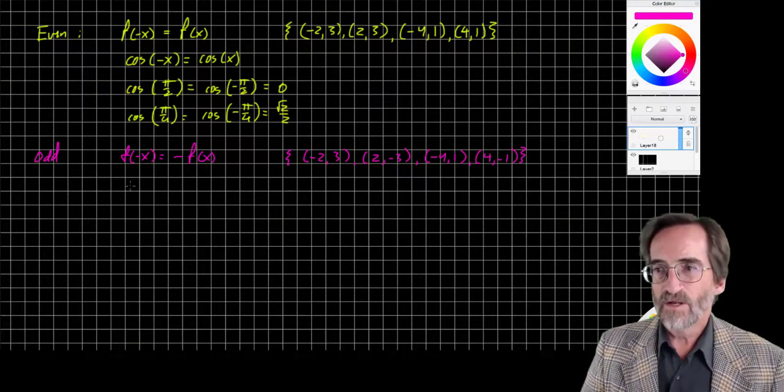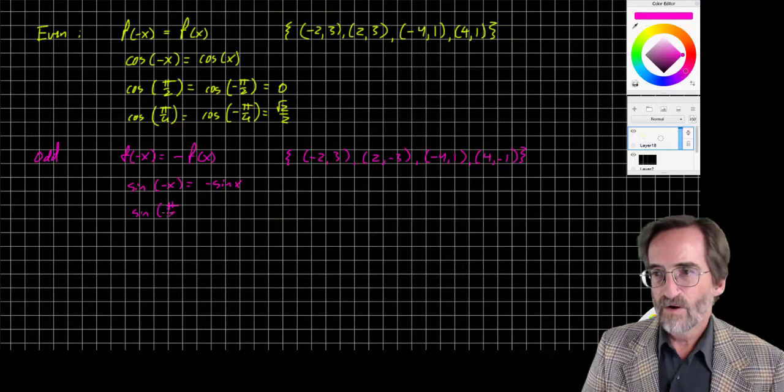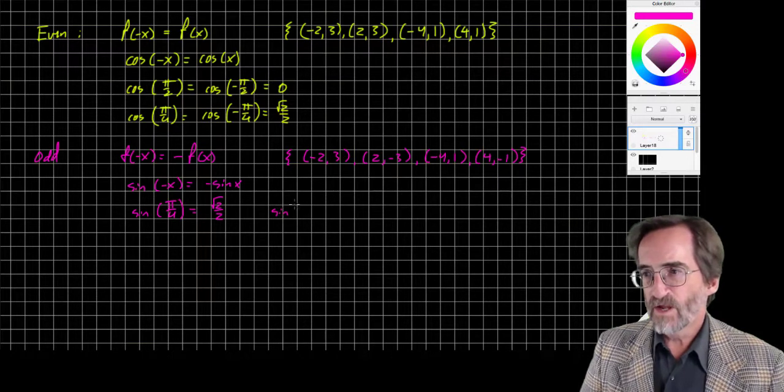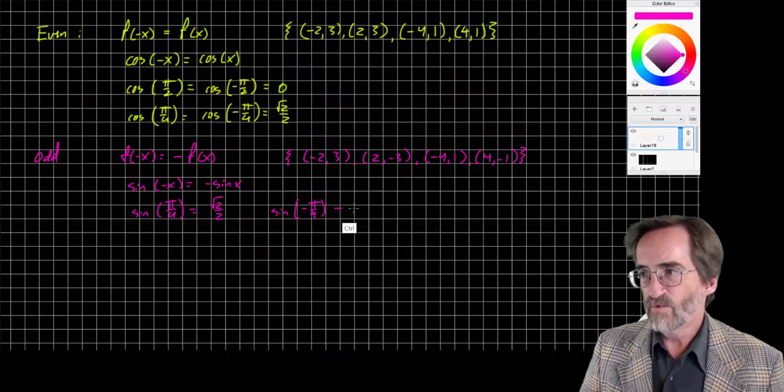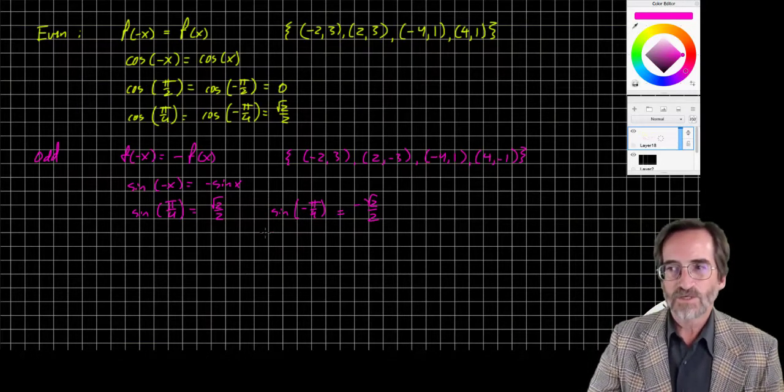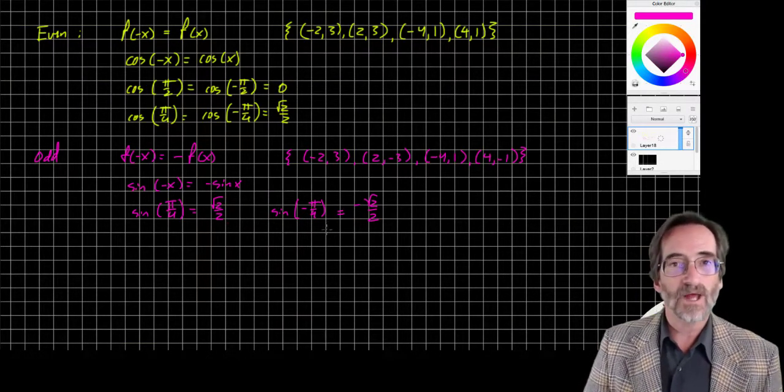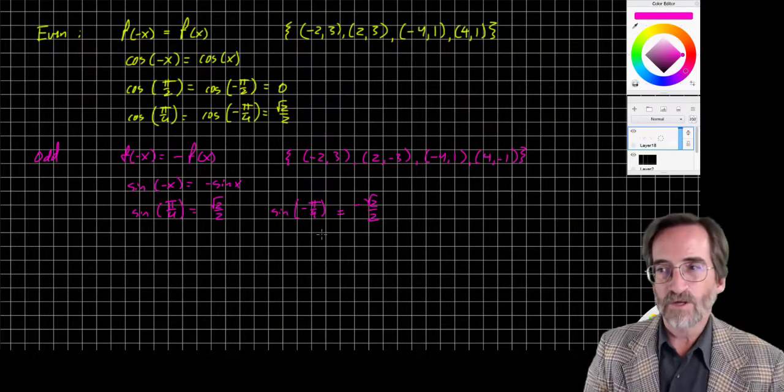An example of an odd function is sine x, because sine of negative x is negative sine x. Sine of pi over 4 is root 2 over 2. Sine of negative pi over 4 is negative root 2 over 2. Changing the sign on the x changes the sign on the output. And that is true for all x values you can input into sine.